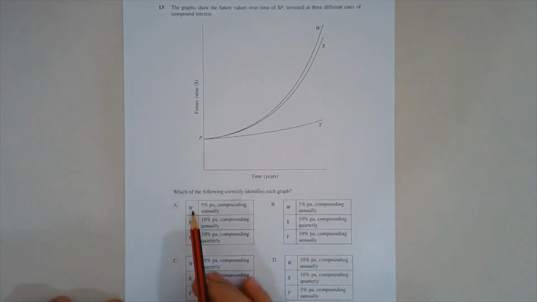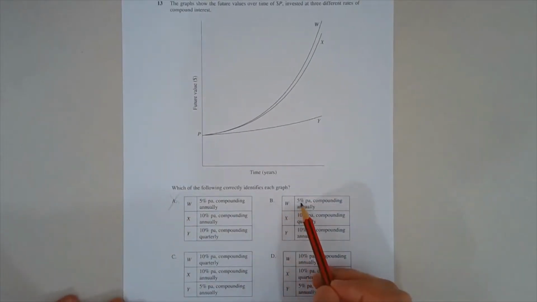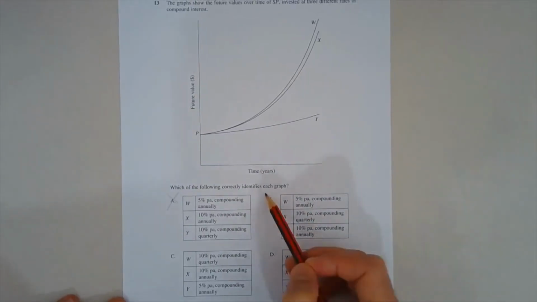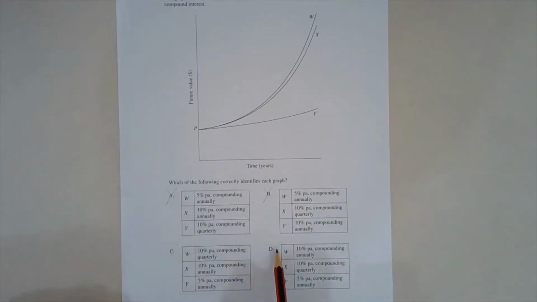Option A shows W with 5% interest versus X at 10% interest and Y at 10% interest. W should be the highest, so it's not option A. Option B also shows W at 5% interest and Y at 10% interest, and that doesn't make sense, so it can't be option B. W should be the higher rate of interest. Option C and option D show the interest rates identical in fact. In fact, they almost look like the same option. The only difference is that in option C, W is being compounded quarterly, X is being compounded annually.